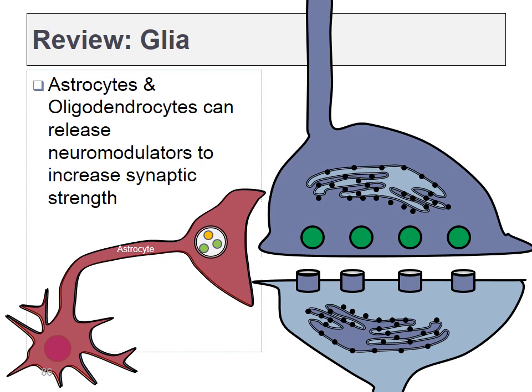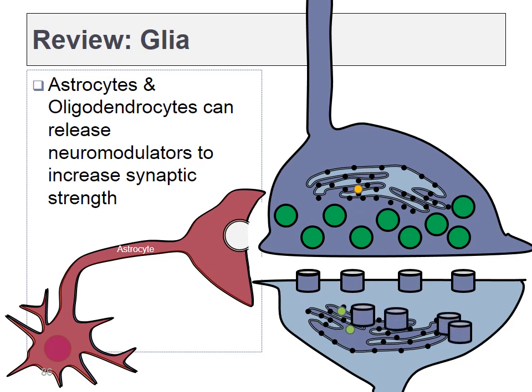Glia can release these neuromodulators, and in fact we believe that it's the glia that decide which dendritic spines and axon terminals should grow and which ones should recede. This is why I said the glia were a lot more important than our textbook gave them credit for. The neurons can change their synaptic strength, but those changes seem to be guided by the activity of nearby glia, including astrocytes and oligodendrocytes.